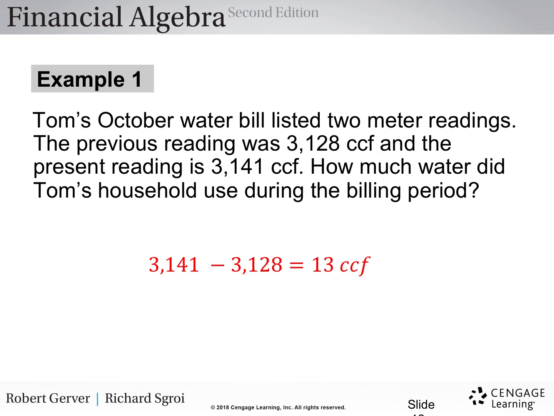So all we basically have to do here is just subtract the two readings. Take the present reading, 3,141, and subtract the previous reading from it, 3,128, and you come out with how much you use, which is 13 CCF.